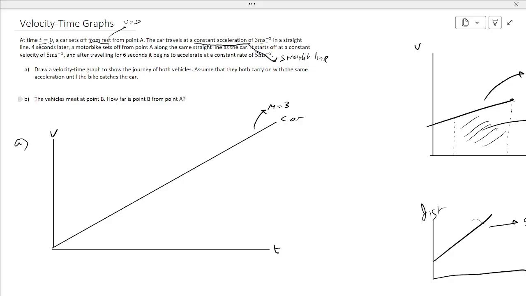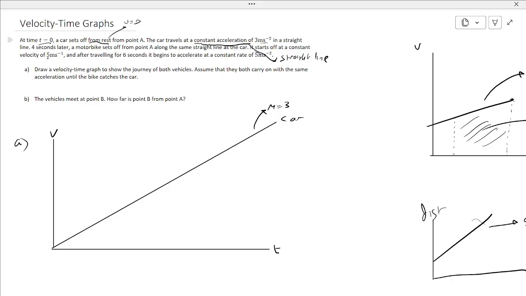4 seconds later, a bike sets off from point A. So starting from the same point, where it starts from wouldn't actually make a difference on our graph, but we use that later. It travels in the same straight line as the car. Traveling in a straight line is just something they say. It doesn't mean the line has to be straight. It's just like how on a slope you always travel up the line of greatest slope. On one of these one-dimensional problems, you travel in a straight line.